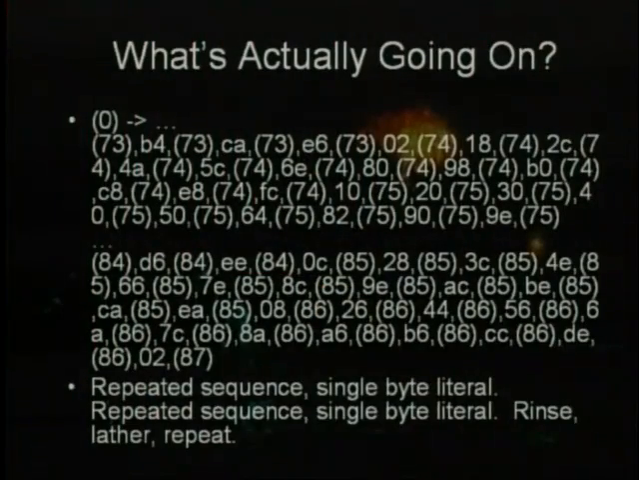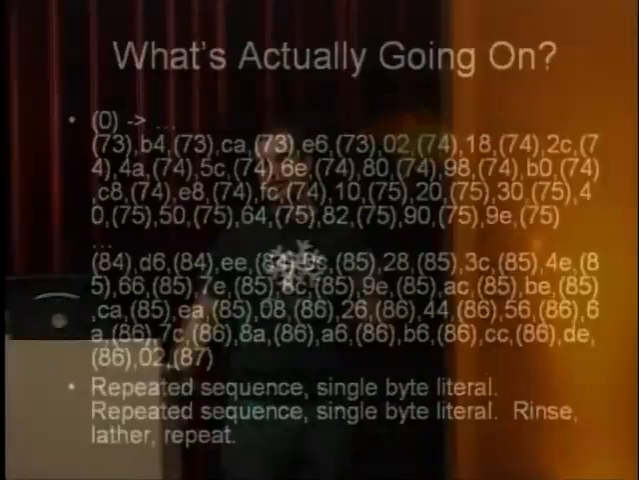Let's look at what it's actually finding. I actually went into the output of Sequitur and figured out what symbols it was finding. And it's like, hey, look, we got symbol 84, literal D6. Symbol 84, literal EE. Symbol 84, 0C. Now we're on symbol 85, 28. Repeated sequence, single byte literal. This is just extracted from the data. There is no manual operation of, oh, I see this, I see that. No, it just showed up.